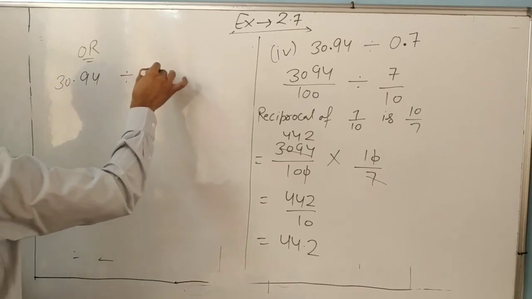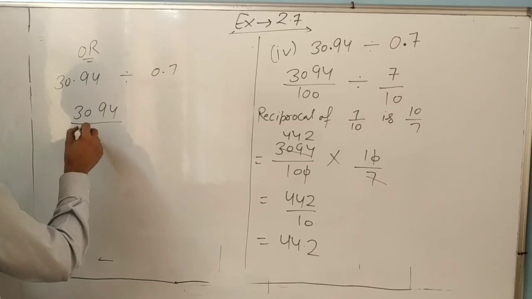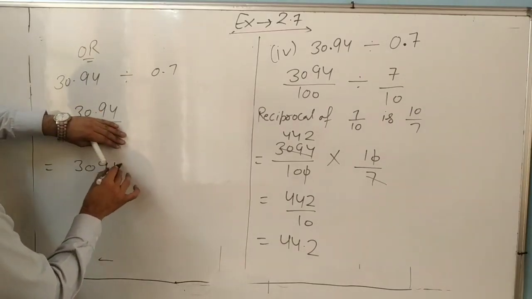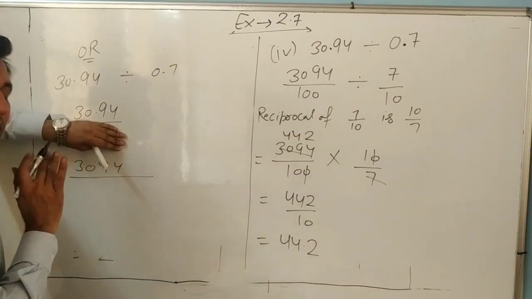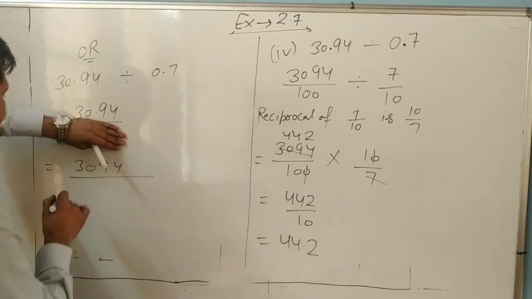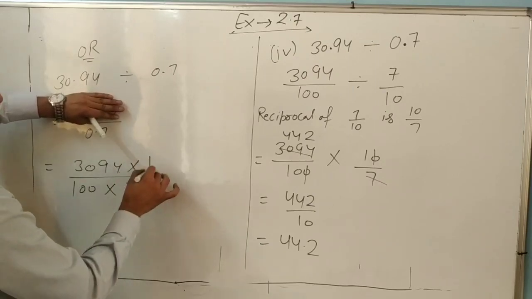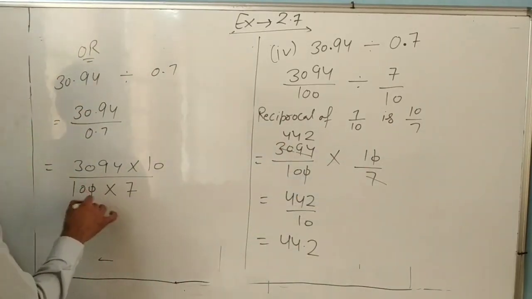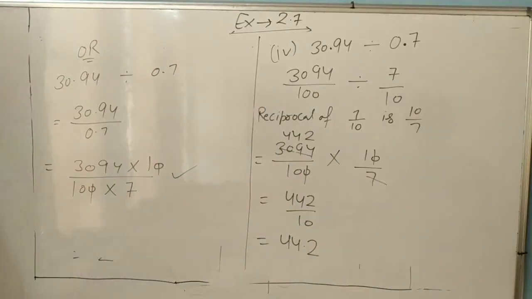39.4 divided by 0.7. So what will we do? First thing, when we remove this decimal, it comes on the downside. When we remove the decimal of the numerator, the denominator becomes 100. And for 0.7, we remove the decimal in the numerator. Same as it is here. Understand or not? It's very simple. You can do it yourself. Okay, please note down, dear.